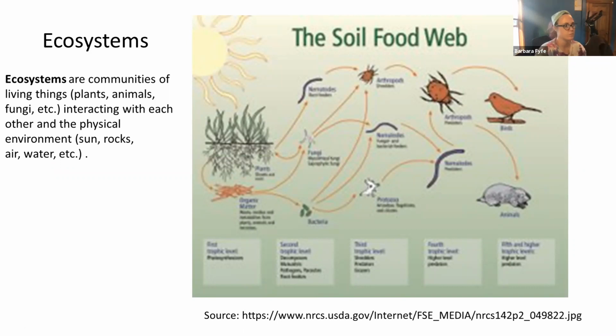Touching on ecosystems, that last slide showed you a river ecosystem where things came into the river and other things took up that pollutant, and things might have eaten the things that took up that pollutant. And this shows you a soil food web, how things all work together in the soil. So ecosystems are really communities of living things that interact with each other and their physical environment.